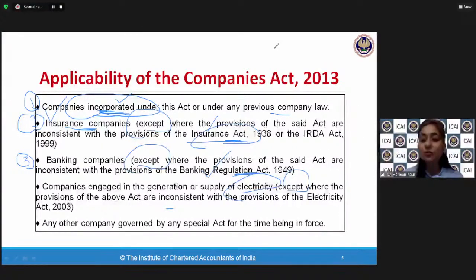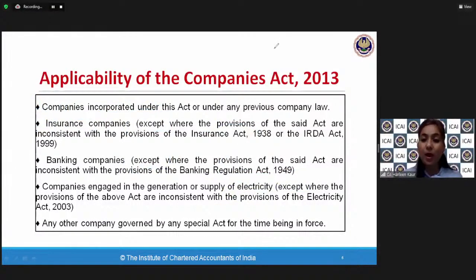So this is a general briefing of how a company, why a company is required, and how the applicability of Companies Act 2013 has been defined. Now let's start with a very important topic.